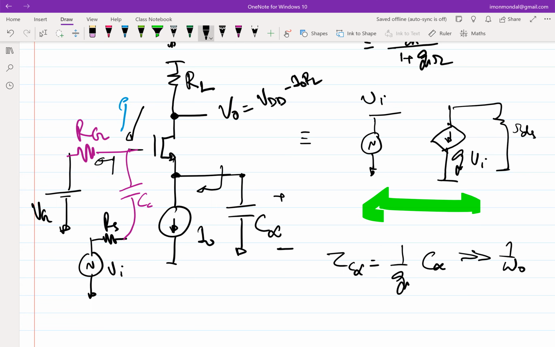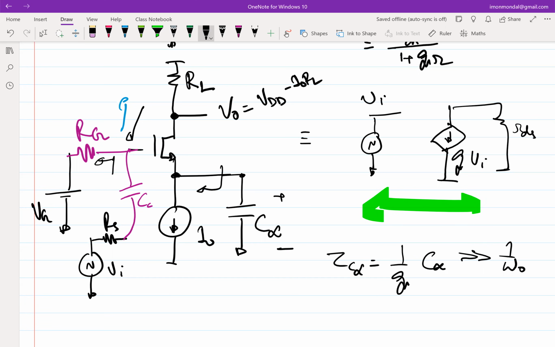And intuitively, as you pointed out, one of the ways of thinking about it is that C infinity acts as a short, which means that whatever impedance you are interested in at that particular node in which C infinity is connected, C infinity should give you the least amount of impedance, right? Which means that 1 over C infinity should be much smaller than 1 over GM. Right. So that's essentially the constraint. Okay. Any questions?